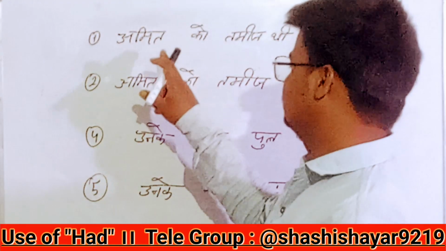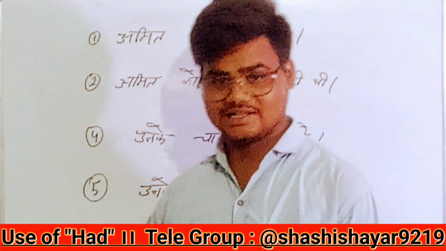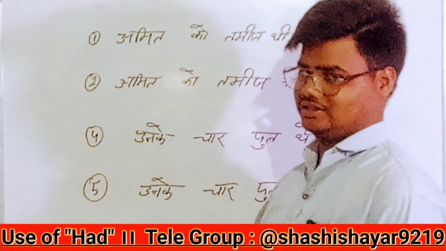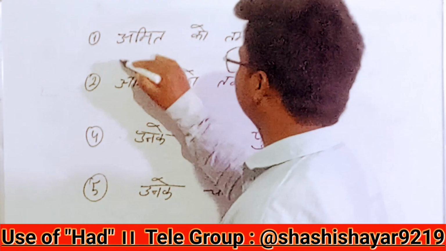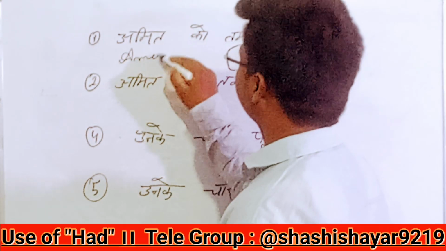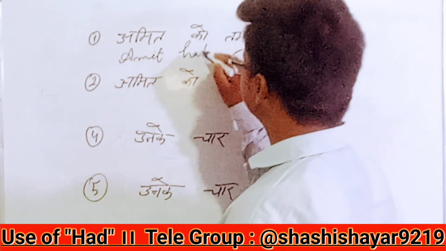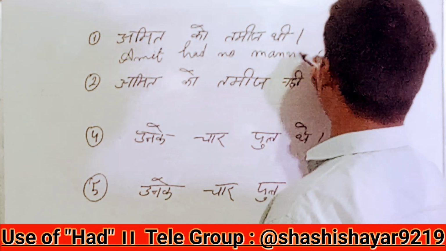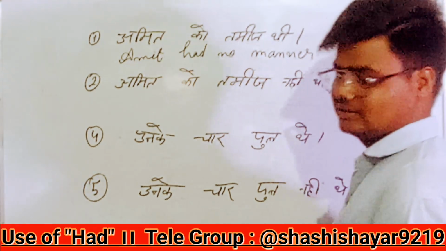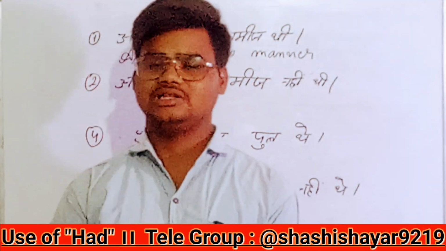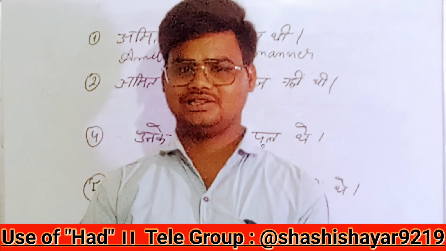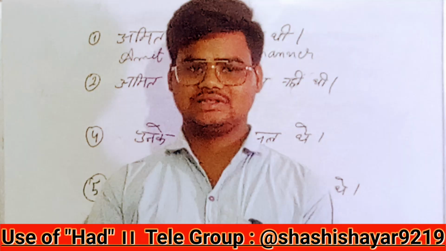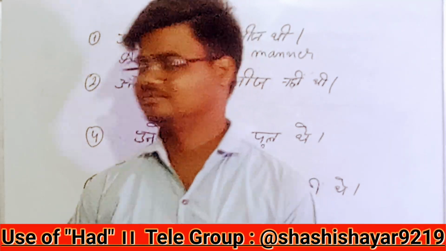Dear students, how to translate these sentences? Can you translate? अमित को तमीज नहीं थी. Amit had no manner. How to speak? Amit had no manner. Repeat with me. Amit had no manner.